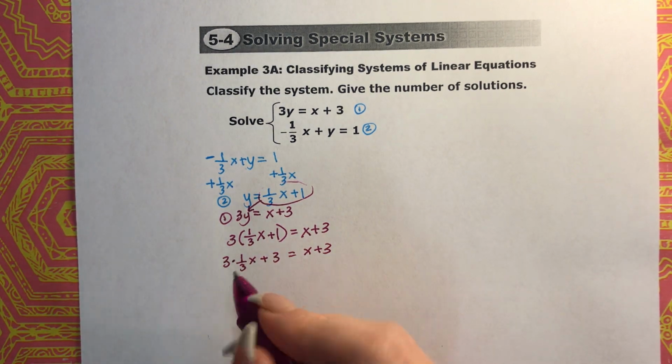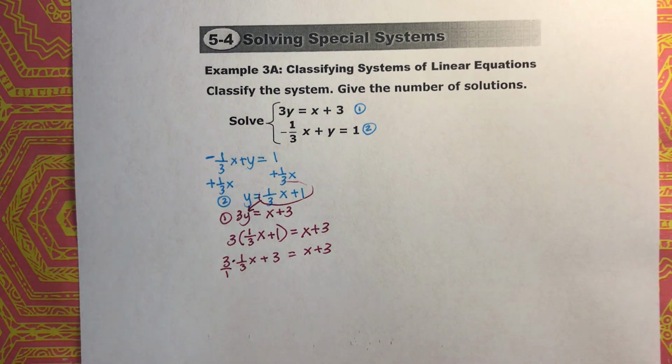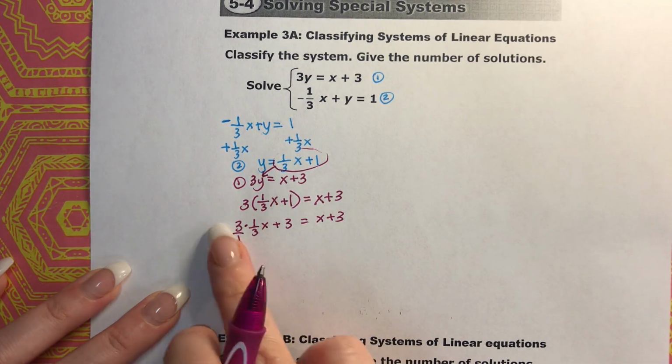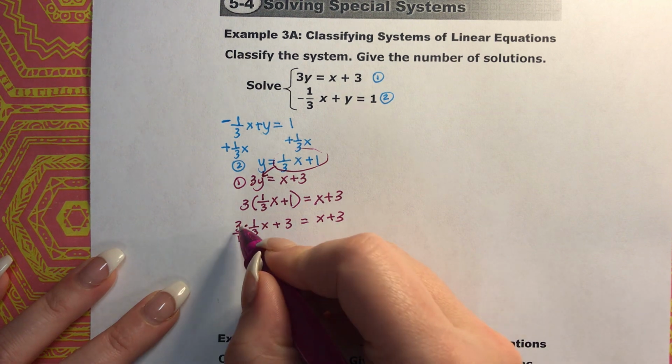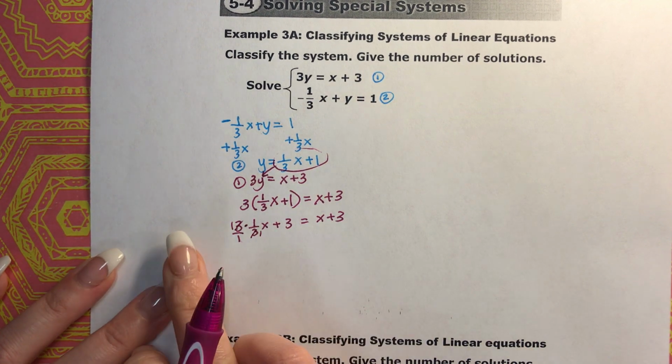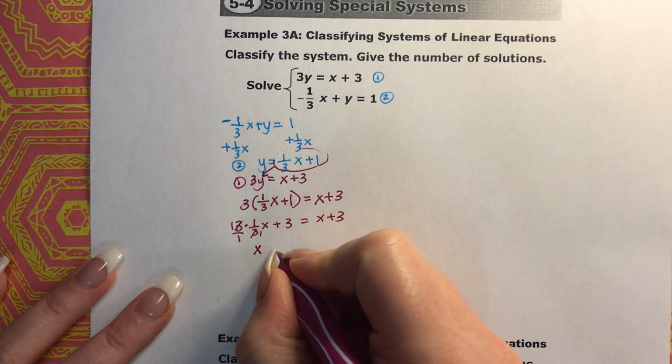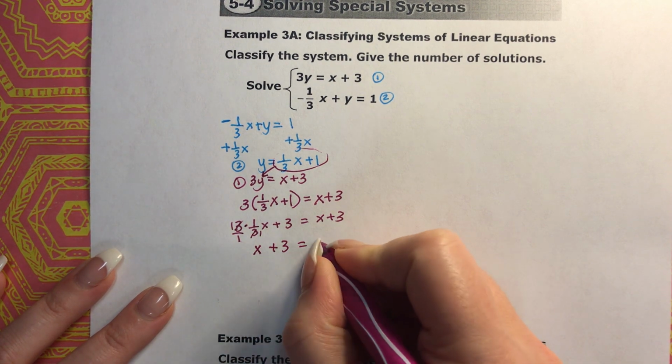Okay, now here I'm multiplying fractions. I'm going to take that 3 and make it a fraction. And then I'm going to look to cross cancel. These have a common factor of 3. 3 goes into 3 one time, 3 goes into 3 one time. I multiply across. That all ends up just being 1 times x, which is x, plus 3 equals x plus 3.